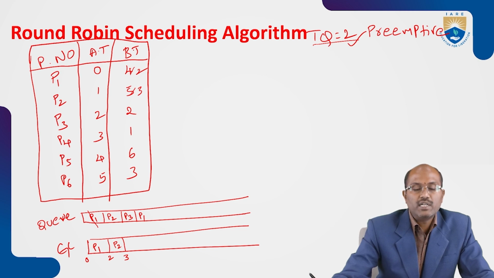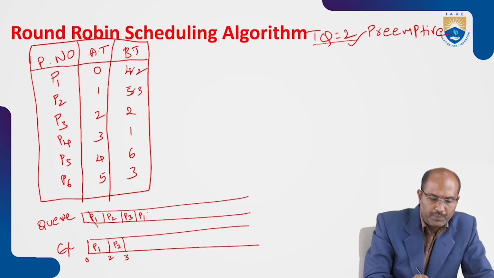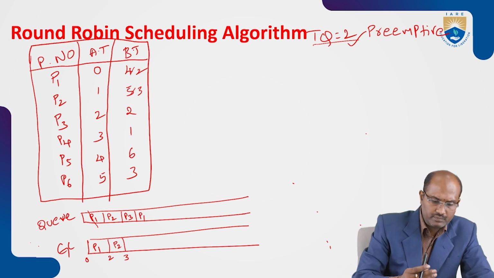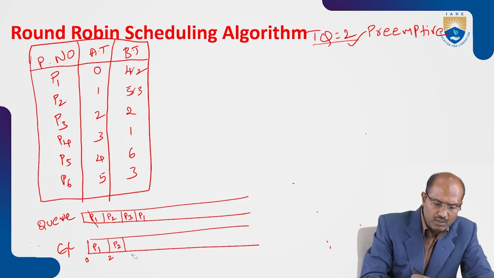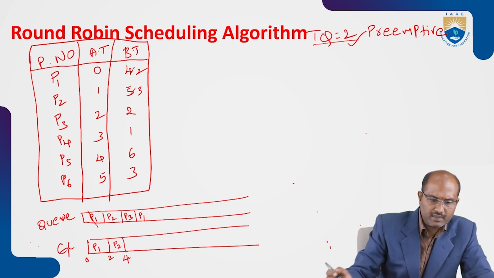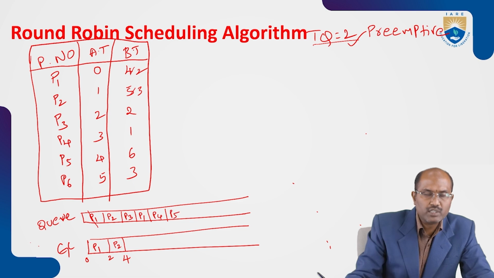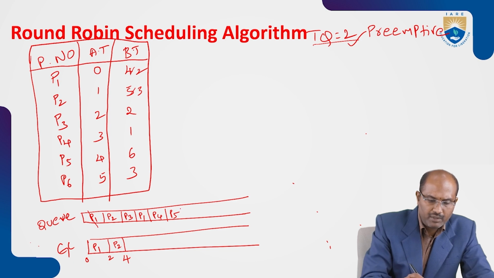P2 completed 2 units of time, then the burst time remaining is 3 units. Now, as the time quantum is 2 units, P2 has completed up to 4 units of time. P4 also enters at arrival time 4, and P5 also enters. So P2 executed 2 units, remaining 3 units of time. Then P3 enters into the CPU for its execution time.